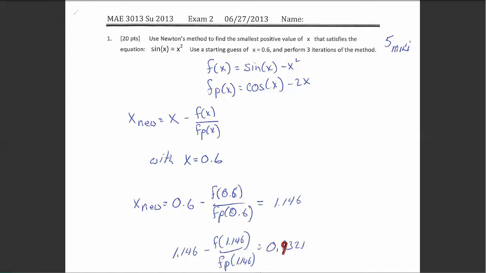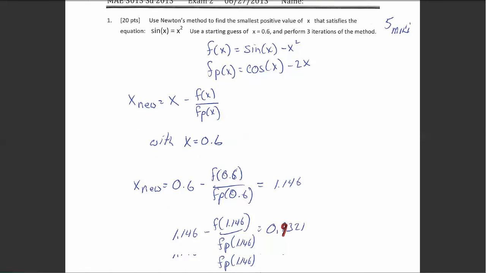Of course, I could change the entire sign of this if I wanted to. And to do Newton's method, I need the derivative of sine of x minus x squared. The derivative of sine is cosine. The derivative of minus x squared is minus 2x. And so my working formula for Newton's method is the new value of x equals the old value of x minus the function evaluated at x old, divided by the derivative evaluated at x old.